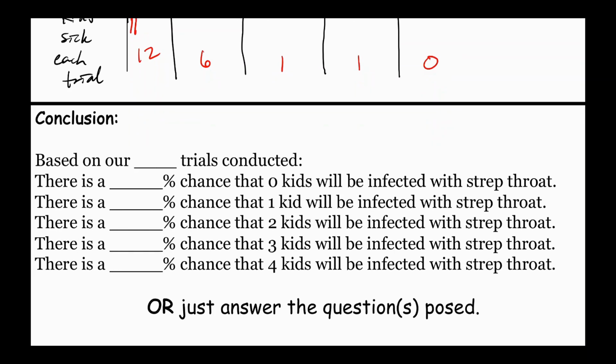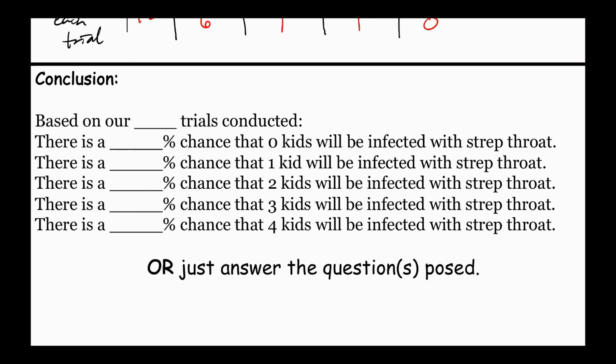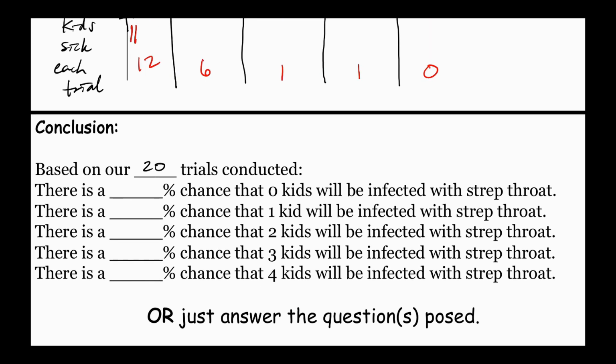So now we can answer our questions. We have some questions down here. So based on our 20 trials, what percent chance is it that 0 kids got sick? How are we going to figure that out? What are we going to do with 20? So for this one, it's what divided by what? 12 divided by 20. Convert it to a percent.